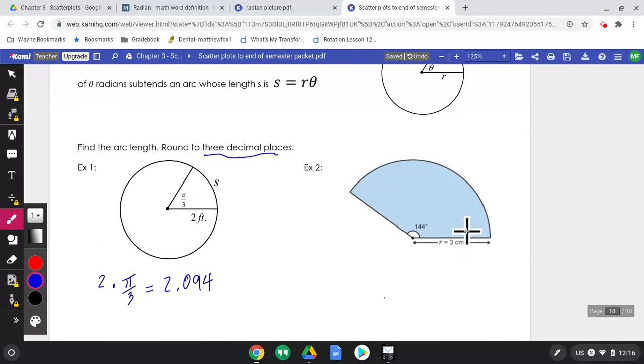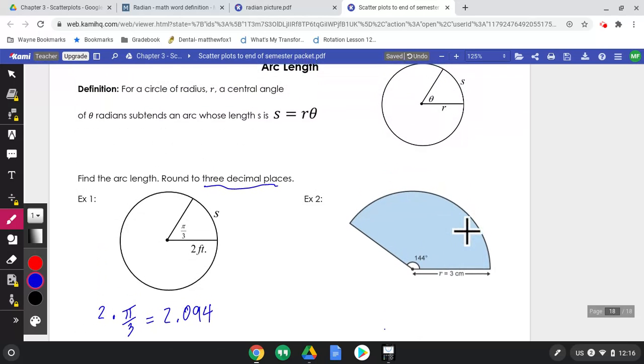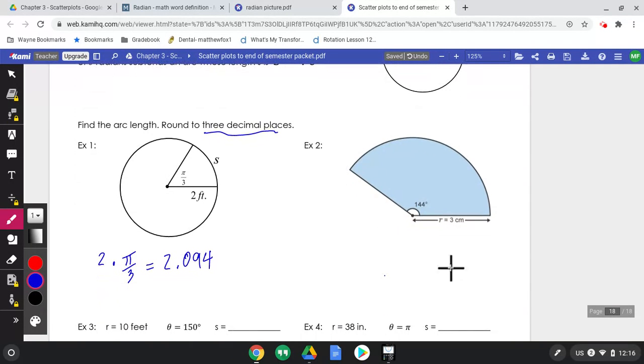It'd be nice if it was that easy, but this formula only works if theta is given in radians. Right now we have 144 degrees. So the first thing we need to do is convert that to radians. Now, thankfully, we are good at that. Hopefully, on the front side, you remember, just do 144 degrees times pi over 180 degrees. And we'll see what that equals.